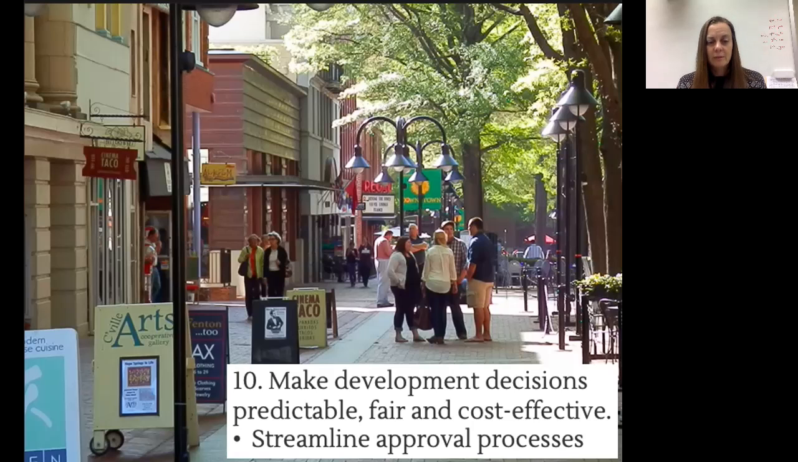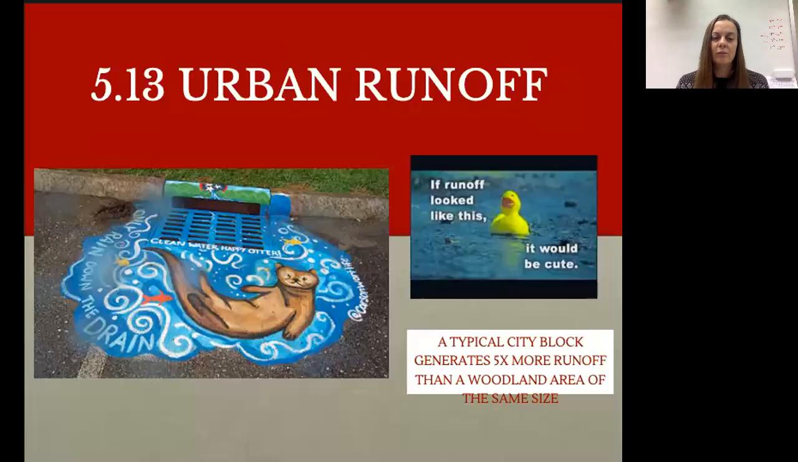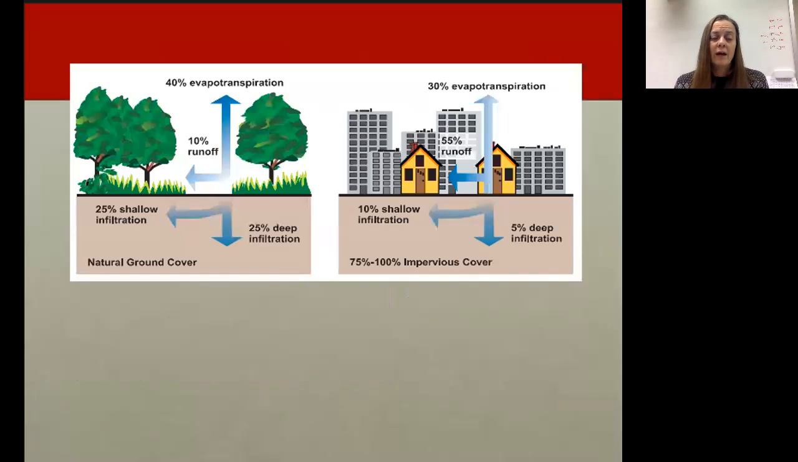Okay, so shifting back to urban areas and their impact. One of the most significant impacts is urban runoff. So a typical city block has 5 times as much runoff as a woodland area of the same size. So why is that?